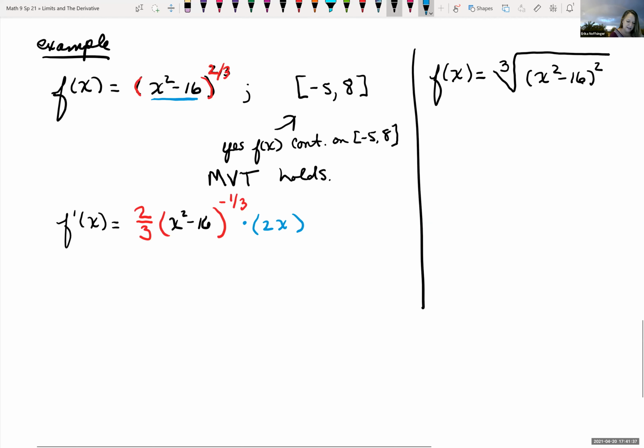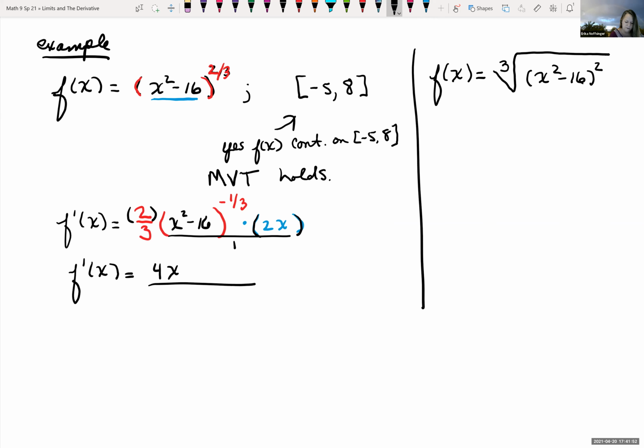So if I clean this up a little, I get f prime of x is equal to, well, I have this 2x times this 2/3, so I can think of this all over 1 if you want. And that is 4x all over this 3. And then I'm going to bring down this -1/3 power to make it positive. So this would be x squared minus 16 to the 1/3 power.